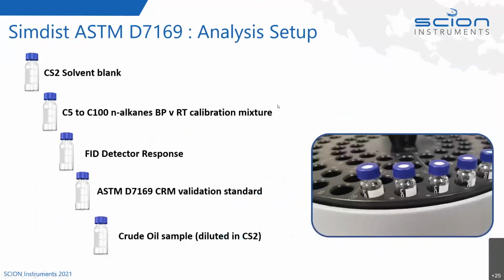So to run the main SimDist analysis for ASTM D7169, we're going to run a carbon disulfide solvent blank. Crude oil is just a bit too much to inject neat, so we're going to dilute it down in carbon disulfide. It's about 1%. So we're going to run a carbon disulfide blank.